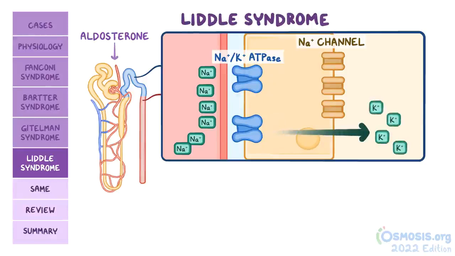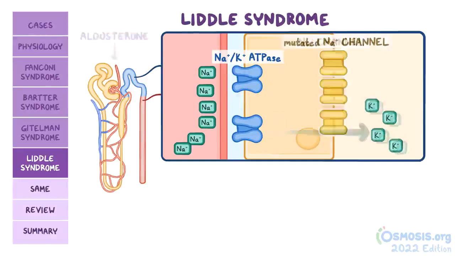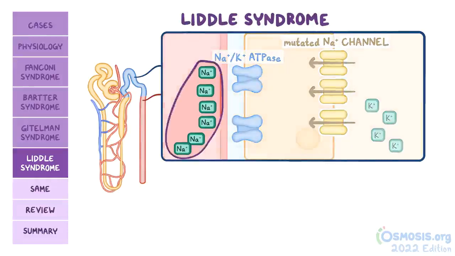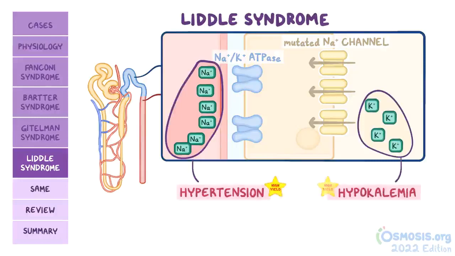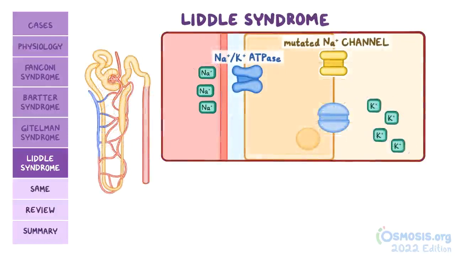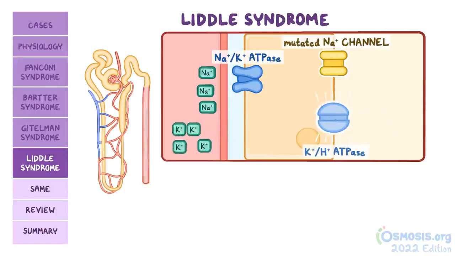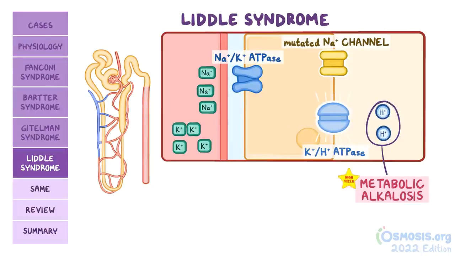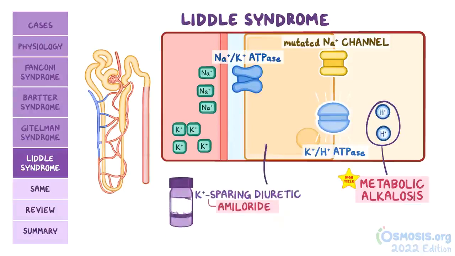Now, with Liddle syndrome, basically the same thing happens, but unlike the renin-angiotensin-aldosterone system, there's nothing that stops the sodium channel from reabsorbing all that sodium and excreting all that potassium. As a result, a lot of sodium is reabsorbed and a lot of potassium is lost, and this will lead to hypertension and hypokalemia. Now, the kidneys will try to compensate for the loss of potassium by increasing the activity of potassium-hydrogen ATPase in the collecting tubule. This will reabsorb potassium and will secrete hydrogen ions in the collecting tubule. As a result, the loss of hydrogen ions will lead to metabolic alkalosis. In order to stop or slow down the sodium channel, a potassium-sparing diuretic, specifically amiloride, is given to block this channel.